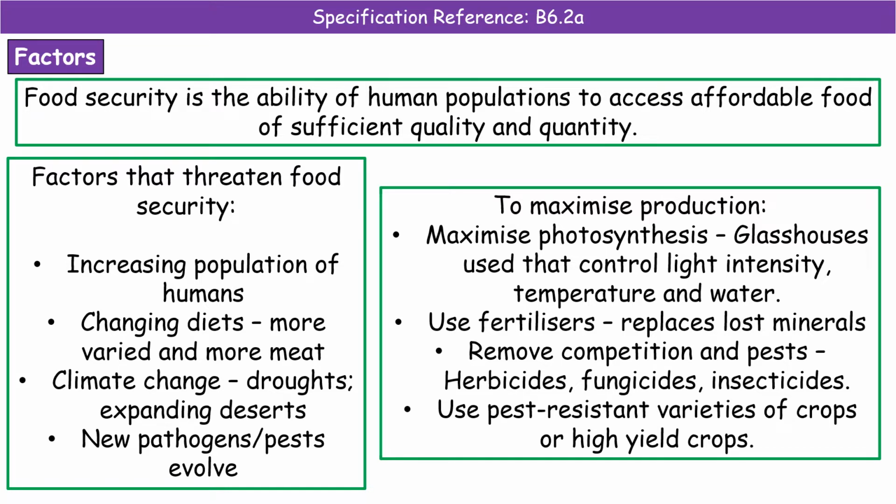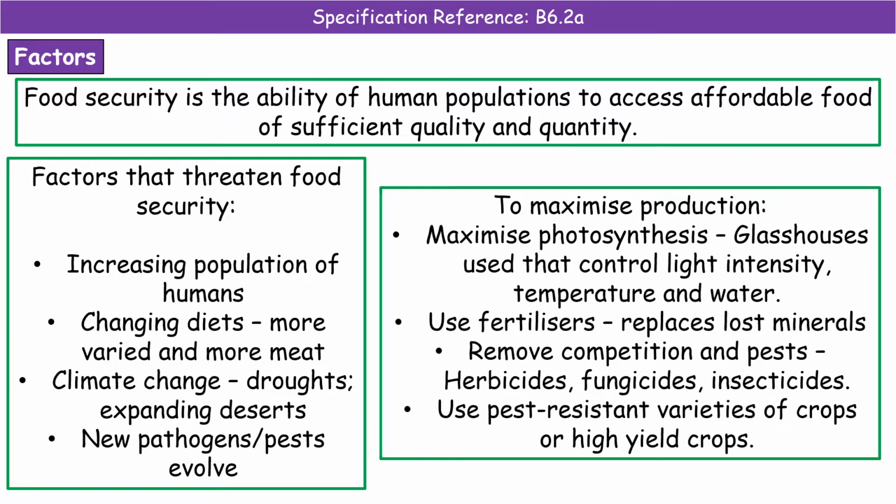We've got some key things that threaten food security here. Firstly, the ever-increasing population of humans. The more people there are, the harder it is to feed them. Secondly, climate change. Obviously, as the climate changes, some areas are becoming less suitable for growing food. Thirdly, new pathogens or pests evolving, and then just the changing diets of the human population as well. We've got to try and meet all of those challenges in order to produce enough food to keep everyone well fed.